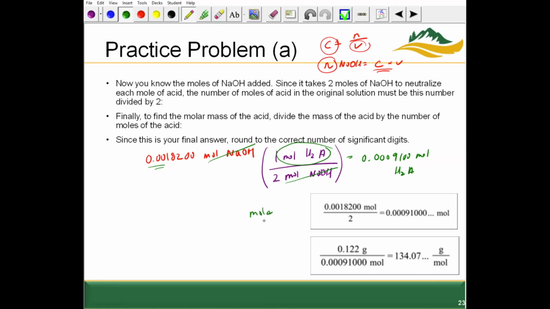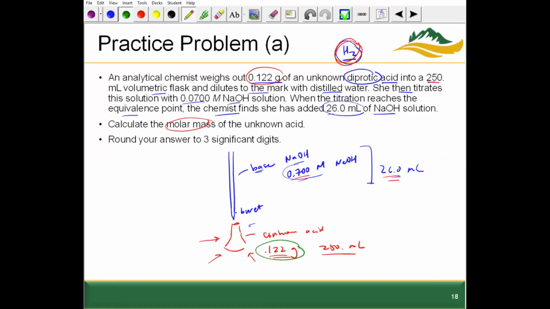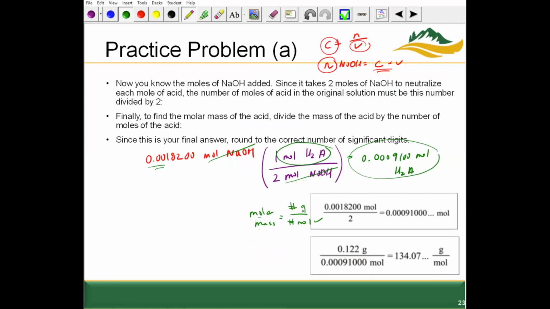We want the molar mass. So for a molar mass, we need the number of grams per number of moles. At this point, we know how many moles of our acid we have. Do we have the mass of this unknown acid? Let's go back to our setup. Yes, here, right? So we have 0.122 grams of our unknown acid. That's our mass. Now we know the moles of the acid, so we can take the number of grams divided by the number of moles.